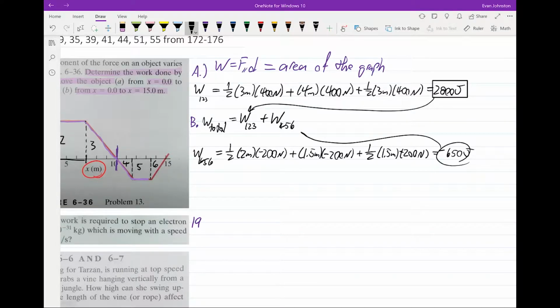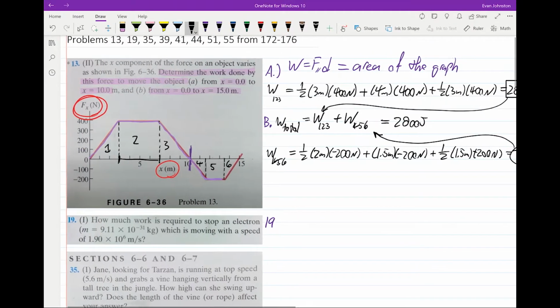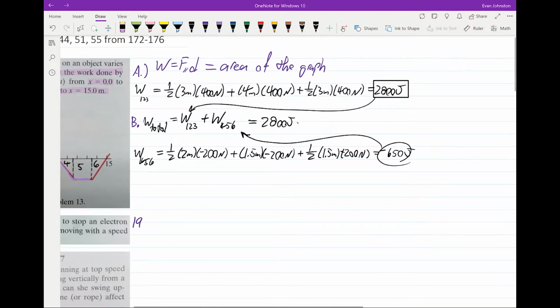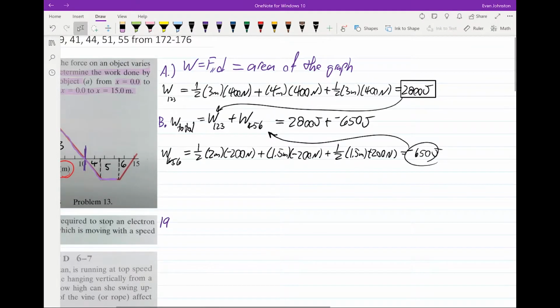So now I have this other one. I can just go ahead and plug into this now and say, I now have 2,800 joules of positive work that I did pushing this in the x direction to the right. And then I'm subtracting the 650, or we could have rewritten this as plus a negative 650. It works out the same. Joules of work of me resisting it. And the goal is to have it so that I don't have to do any work when it's at this 15 meter mark. And so that ends up giving us 2,150 joules here for part B.